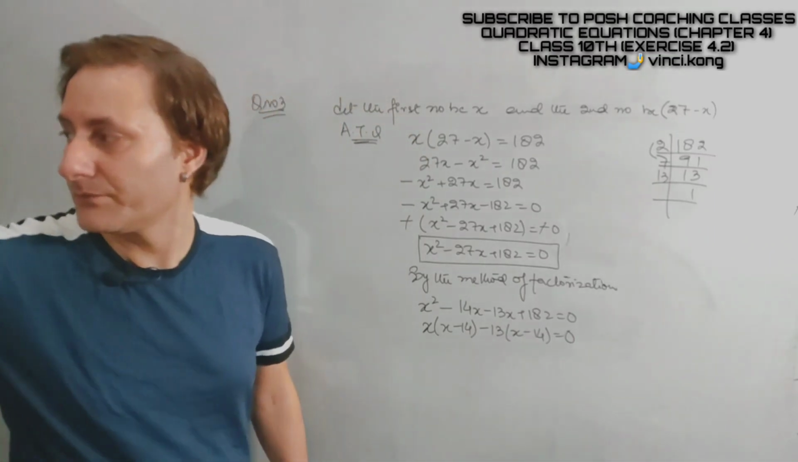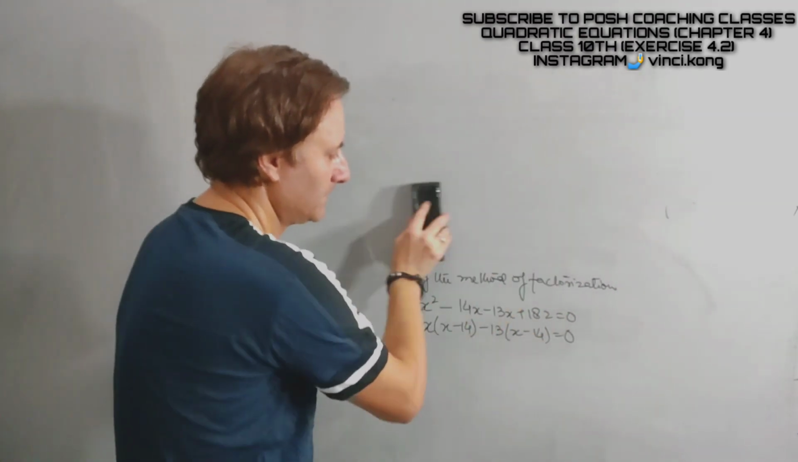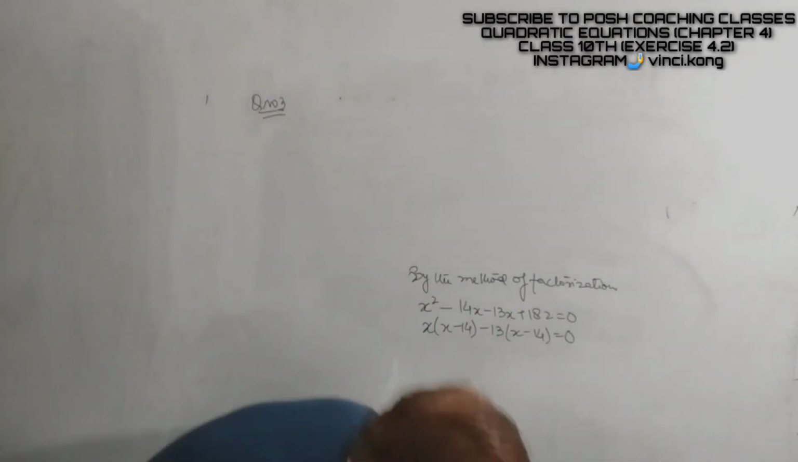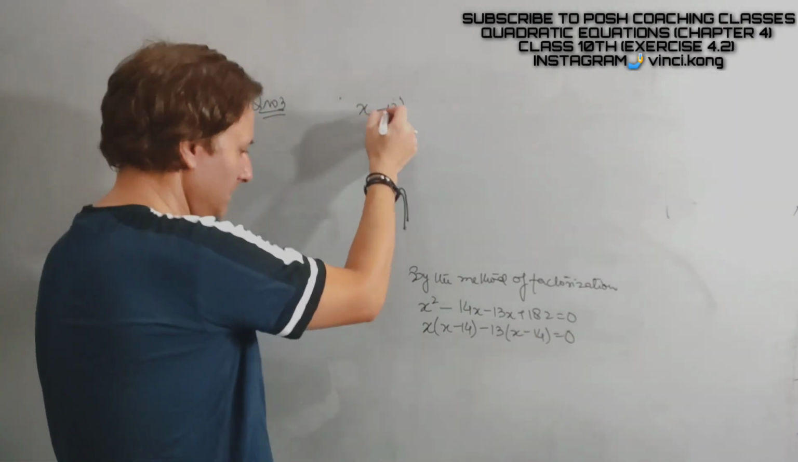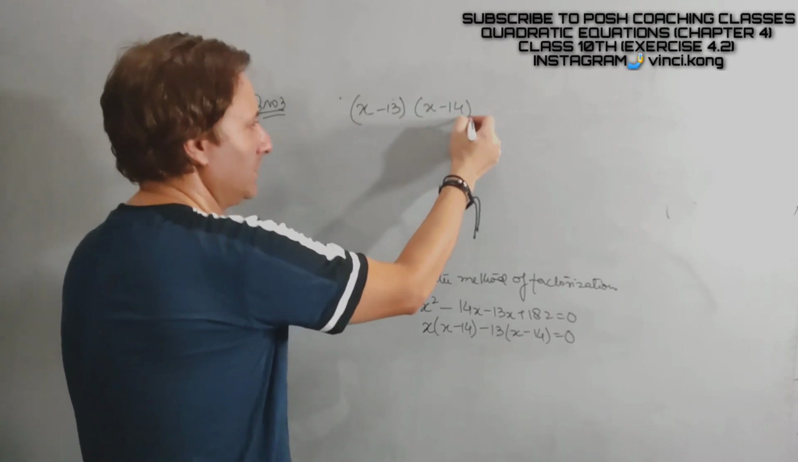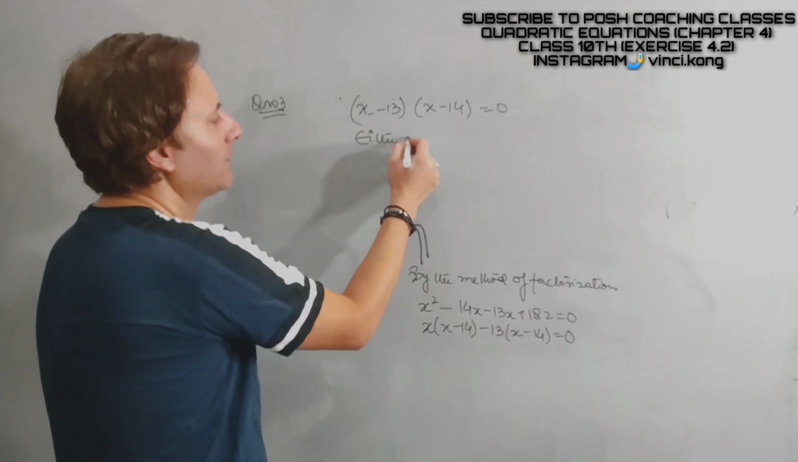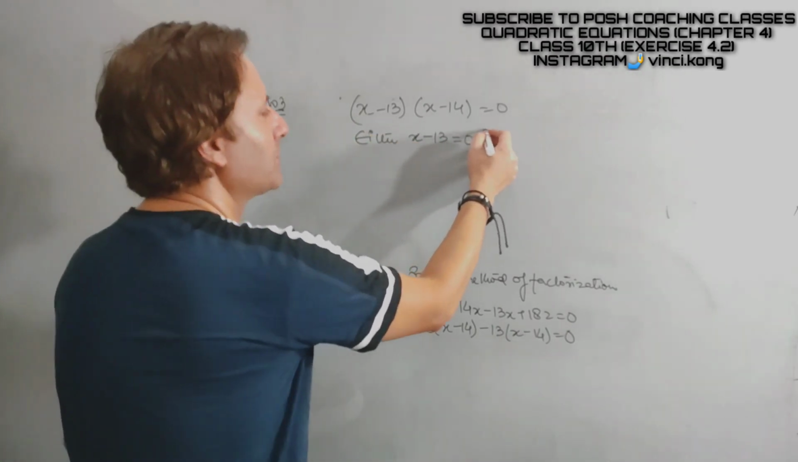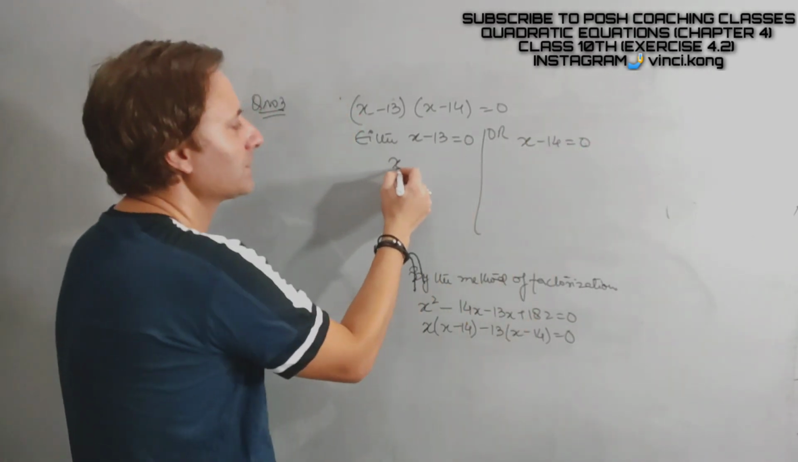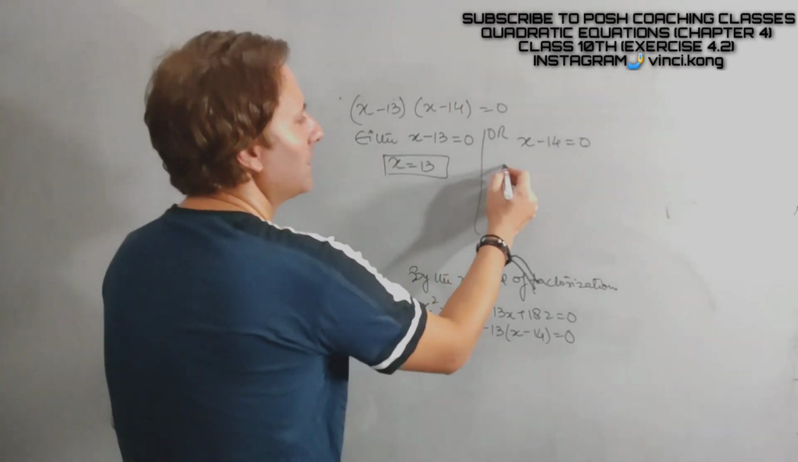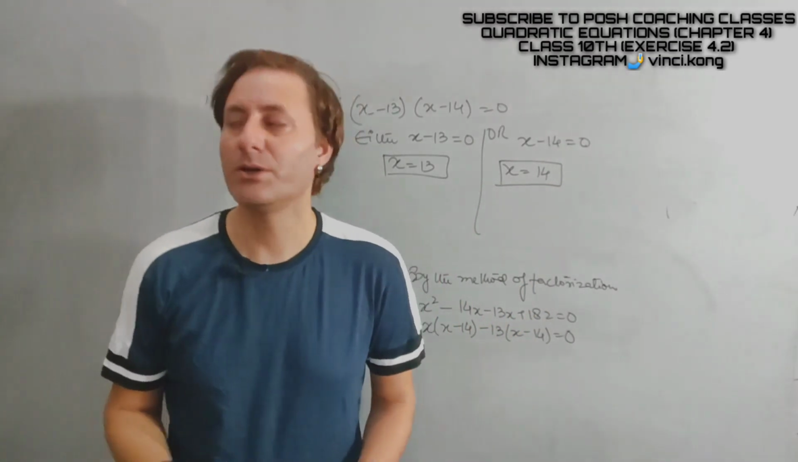Now let me rub this off, and now we'll just solve it here. So it's x minus 13 and x minus 14 equals 0. So what do we have now? We have either x minus 13 is equal to 0 or x minus 14 is equal to 0. So x is equal to 13 and x is equal to 14. So these were the two numbers which were required.